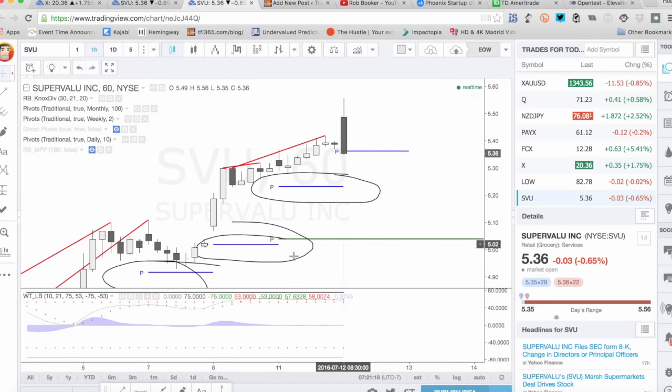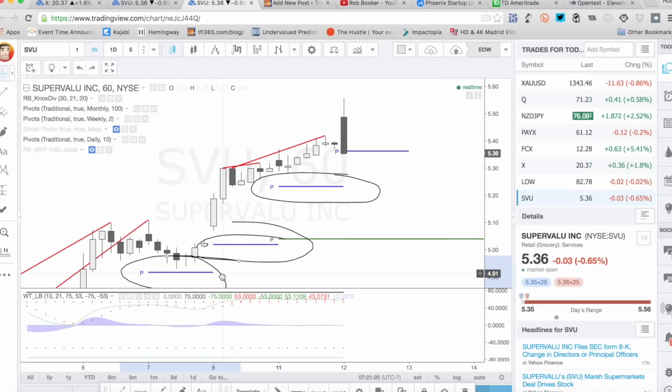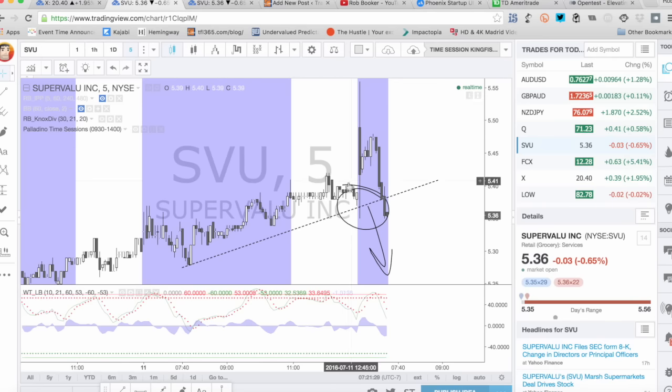And without further interruption, let's look at one more example. All right, this is really simple. This is Super Value Incorporated. It missed 3 daily pivots. 1, 2, 3. I dropped down to the 5-minute chart this morning.